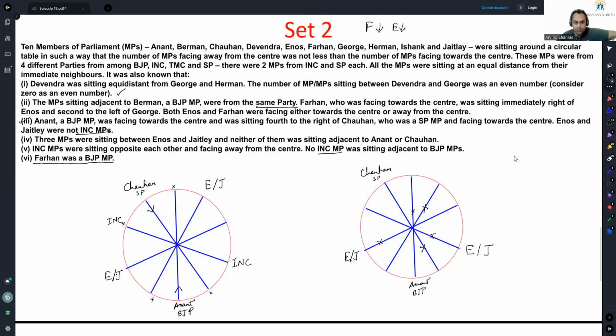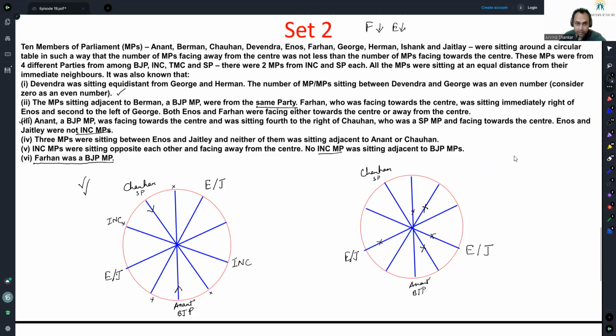Farhan was a BJP MP, or... I will see. Farhan is a BJP MP. Devendra was sitting equidistant from George and Harban. I am only concerned with this diagram now. This diagram has been rejected from consideration. Devendra was sitting equidistant from George and Harban.